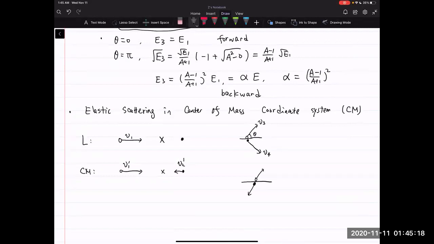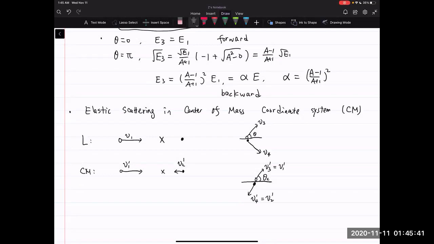Okay, let's call this scatter angle theta c. So the speed will be v3 prime, and this speed will be v4 prime, and v3 prime is exactly the same as v1 prime, and v4 prime is the same as v2 prime.